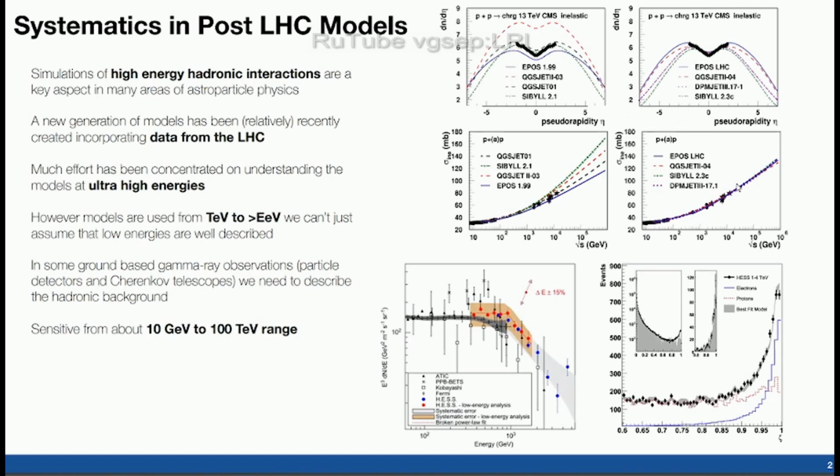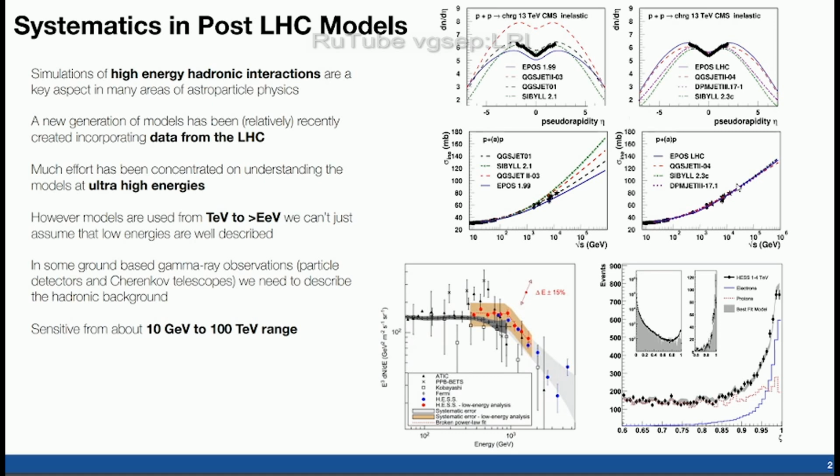Okay, so I don't think I have to spend any time convincing you why hadronic interaction models are important. We already had a really nice review talk in this conference. But just to say that a lot of work has obviously been done on these, incorporating data from the LHC. But one thing that you might have noticed from the review talk the other day was when people typically show comparisons to data of the models, these end at about 10 to the 15 eV.